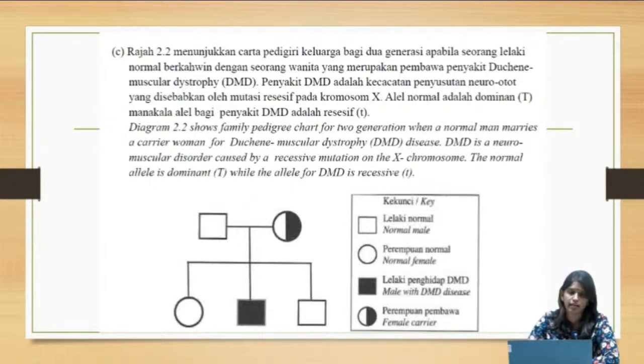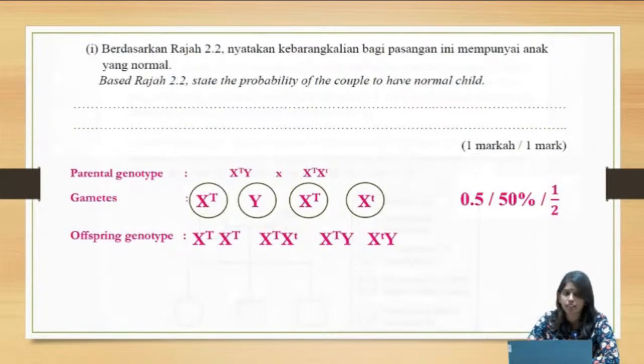Now we have a look at what the question is about. The question asks you to state the probability of the couple to have a normal child, where you are given 1 mark. Before you go further, you must come out with the genotype of the parents and the possible outcomes of the gamete. So if you look over here, teacher has sorted out for you the parental genotype.